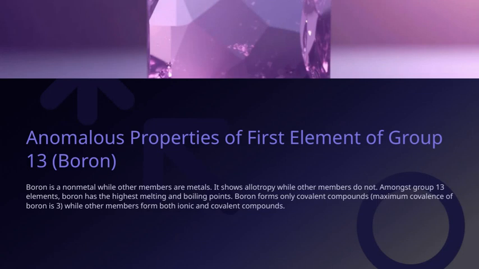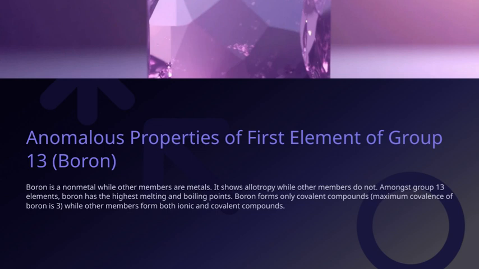Boron is quite unique among the group 13 elements because it is a nonmetal, whereas the others are metals. This difference gives it some interesting properties, especially in terms of its allotropy, which means it can exist in different structural forms, unlike its metallic neighbors. Among all group 13 elements, boron stands out because it has the highest melting and boiling points, indicating strong covalent bonding within its structure.